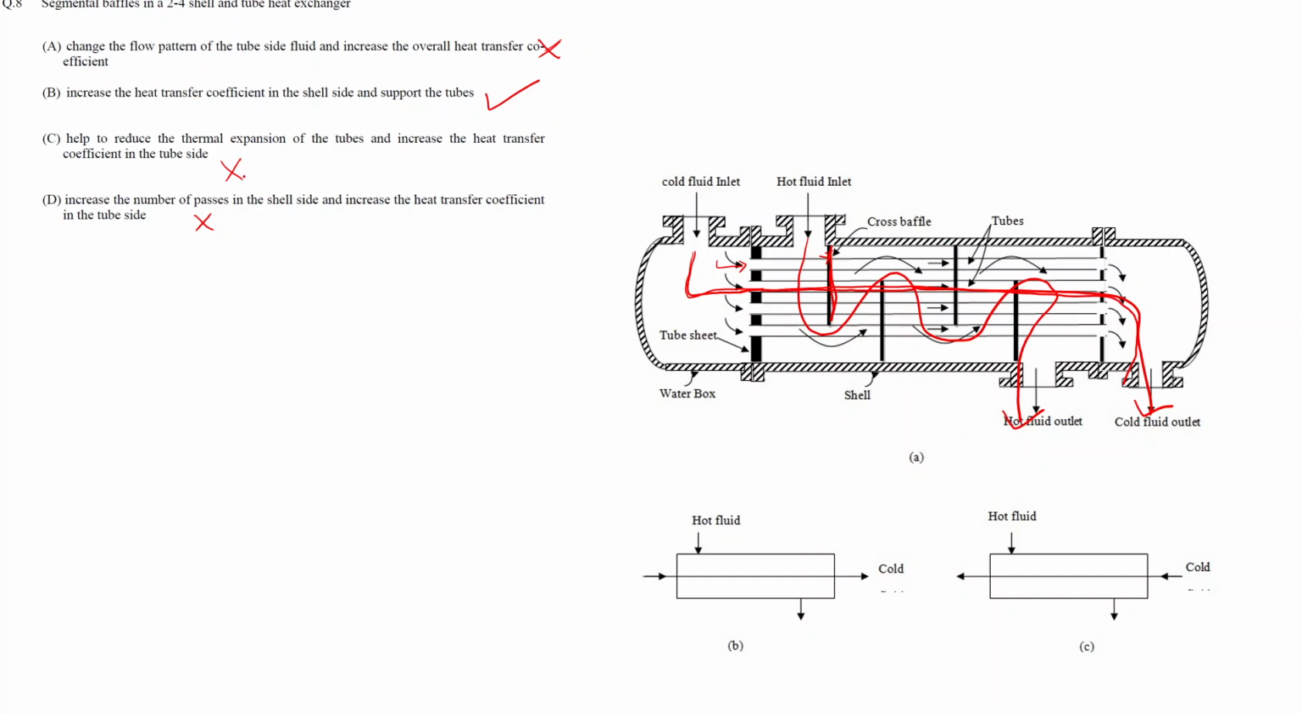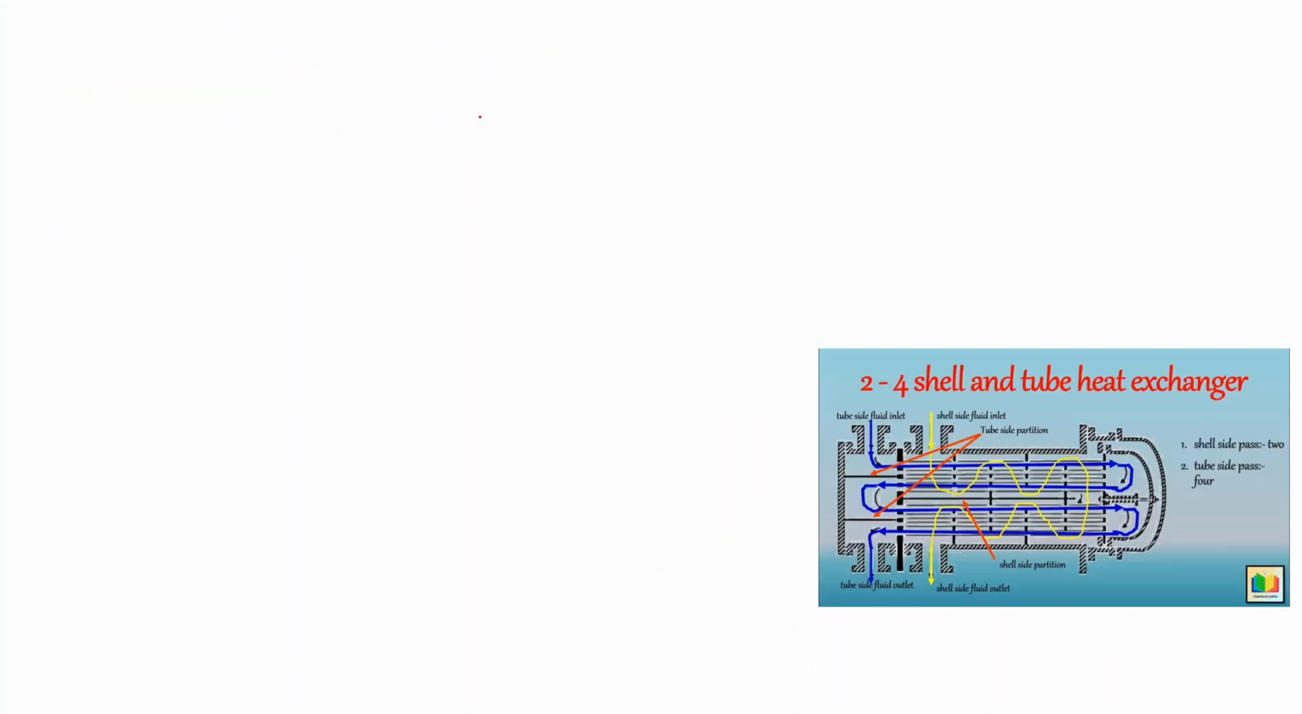And similarly, in option C, we have been given that it helps in reducing the thermal expansion of tubes. So that is also an incorrect option. And in option D, we have been given that it increases the number of passes in shell side and increases the heat transfer coefficient in tube side. So as this tube side flow won't be affected, the heat transfer coefficient will remain the same no matter whether we have baffles or not. So the last option is also incorrect. So from the given options, we have option B as the correct one.